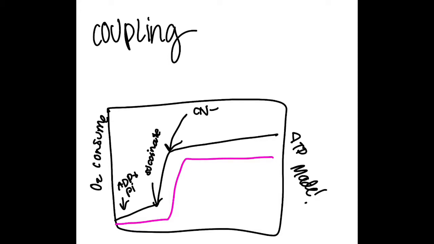Cyanide was added, which showed inhibition. Oxidation can be uncoupled from phosphorylation.